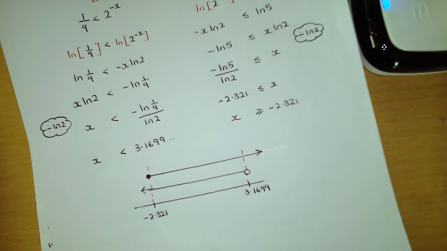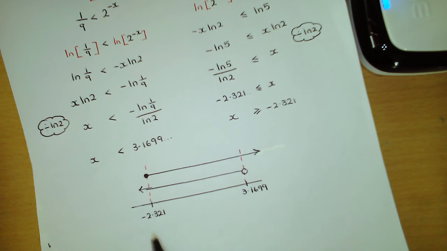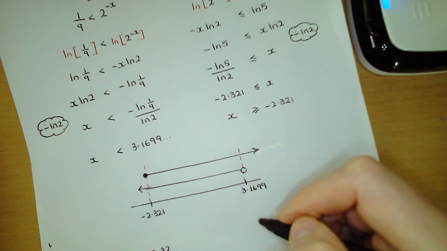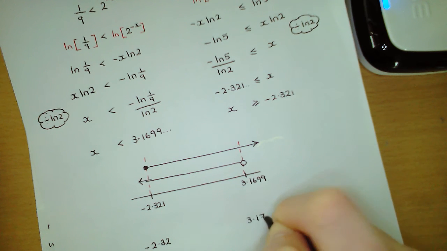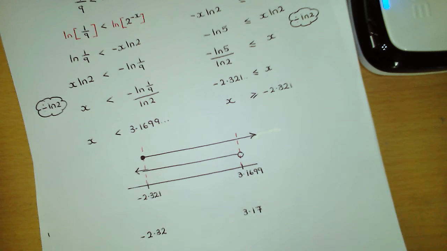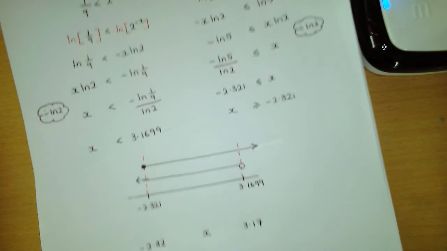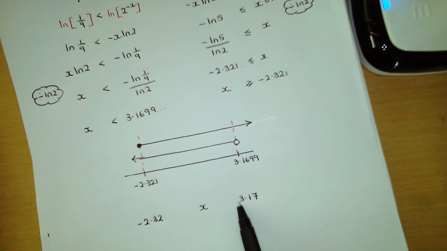So how do we describe it? Well, the first thing I'm going to do is write down the end values of it. So we've got minus 2.32, and then the other end of that overlap region is 3.17. I've just rounded those to 3 significant figures. And x can take any value between those, so I'm going to put x in the middle. And then we need to decide what inequality signs go between minus 2.32 and x, and between x and 3.17.